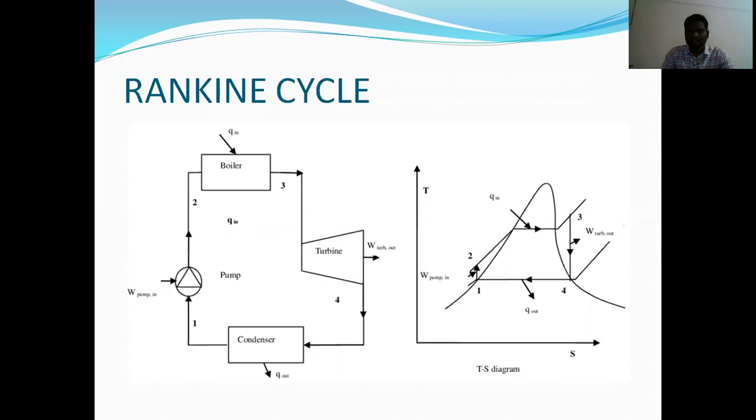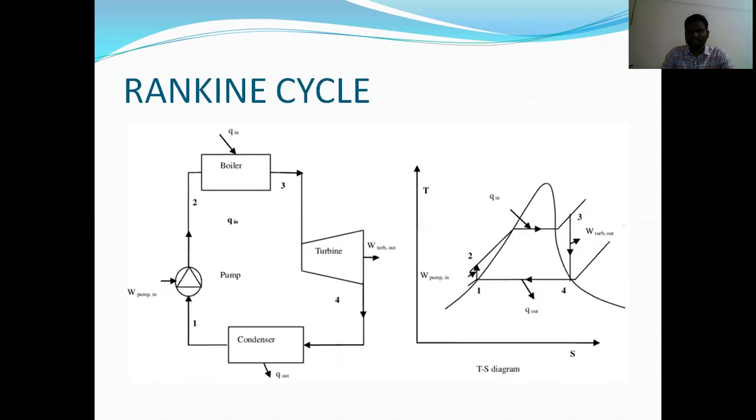In the 3 to 4 process, that steam will expand isentropically in the turbine, and the turbine will generate the shaft work output. And after the expansion, steam will go to the condenser. In the condenser, steam is again converted into water, and this will continuously go on cyclically. This is the basic Rankine cycle.